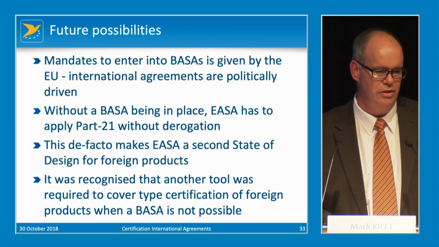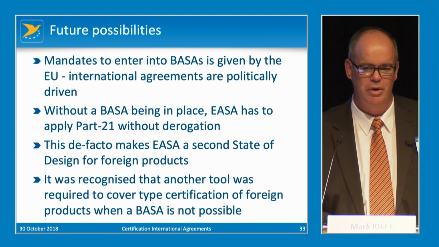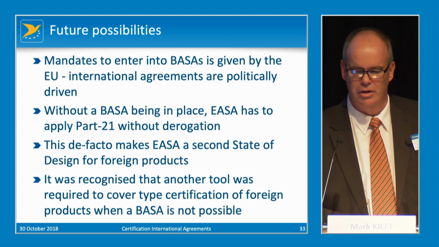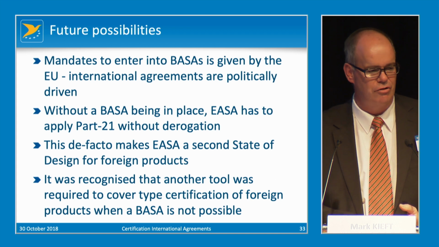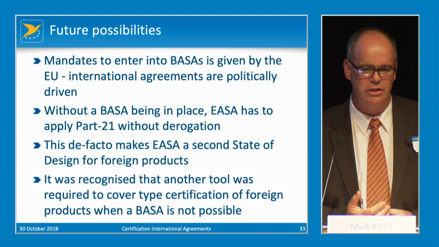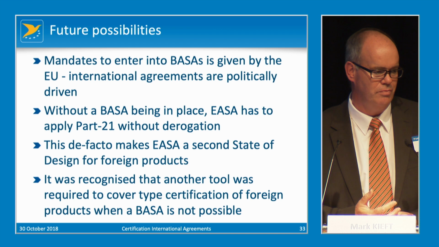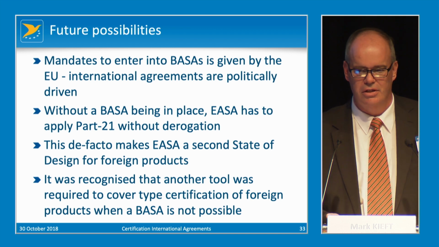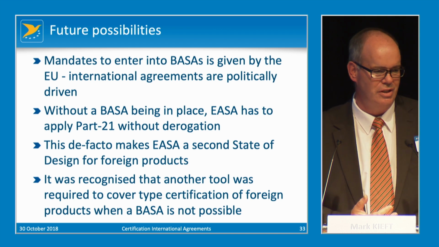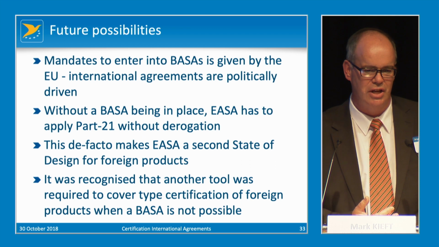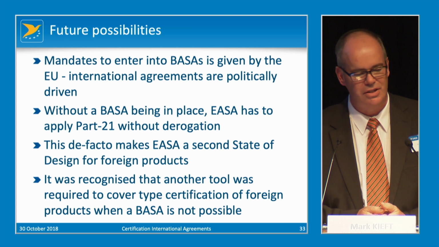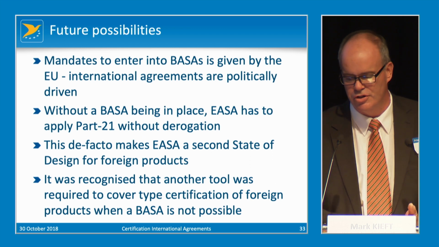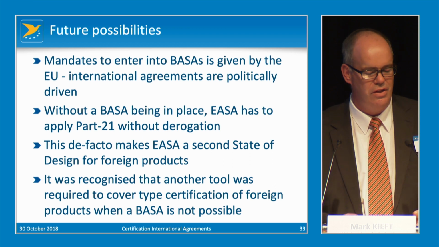So without a BASA being in place, EASA has to apply Part 21 in full. We have to do a certification activity like we are state of design. We have to issue a TC. We have to manage the continued airworthiness of the aircraft. We in fact create a parallel system to the state of design's own system, which is not a logical thing to do. We have two states acting as state of design for the same product. So this was recognized, and this is why this provision was created in the new basic regulation.